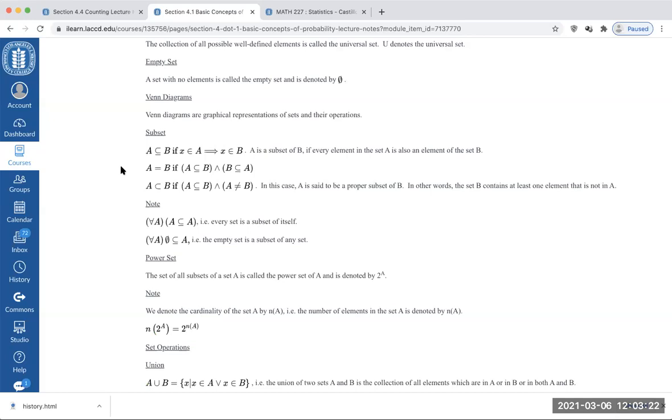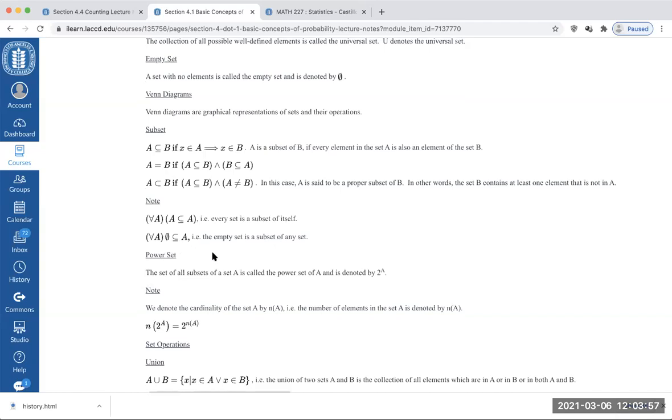A is equal to B if A is a subset of B and if B is a subset of A. A is a proper subset of B if A is a subset of B and if A is not equal to B. So the set B contains at least one element that is not in A. A is always a subset of itself. The empty set is always a subset of any set A.